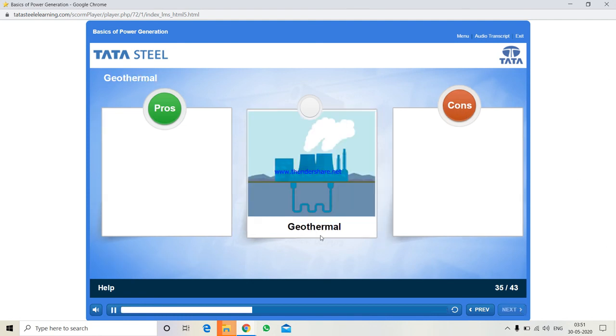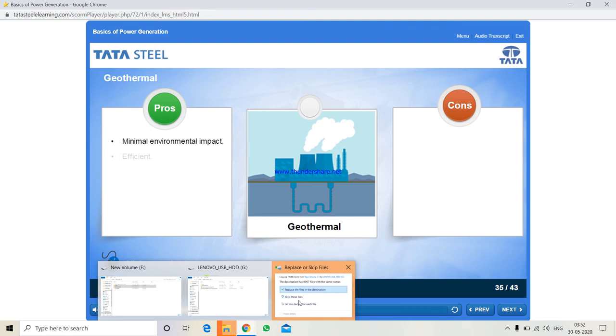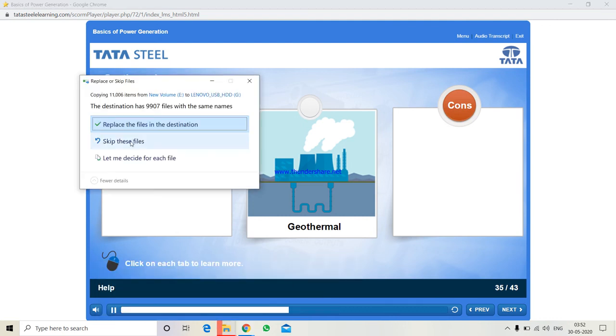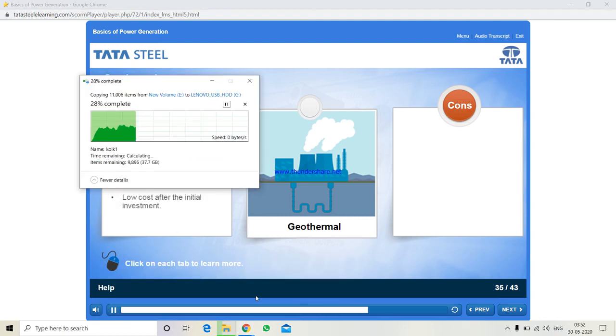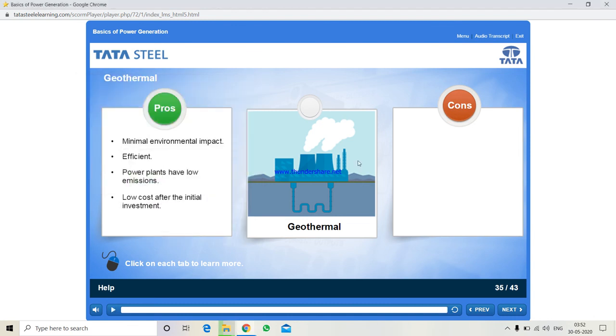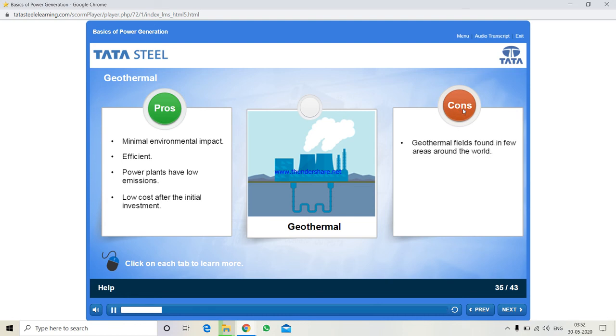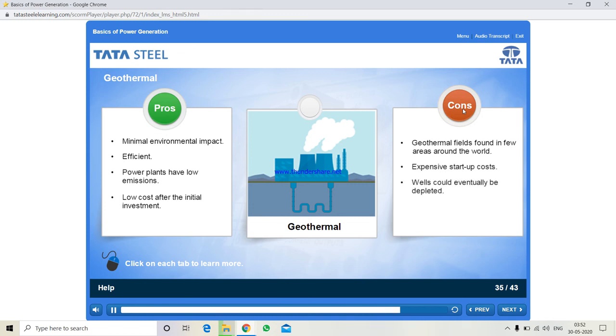These are the pros and cons of geothermal. Minimal environmental impact. Efficient. Power plants have low emissions, low cost after the initial investment. Geothermal fields found in few areas around the world. Expensive startup costs. Wells could eventually be depleted.